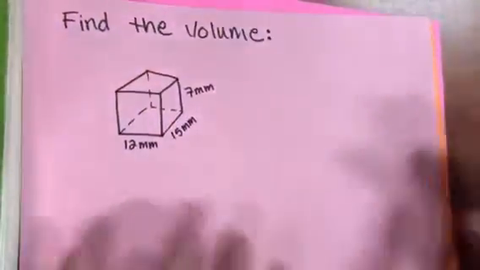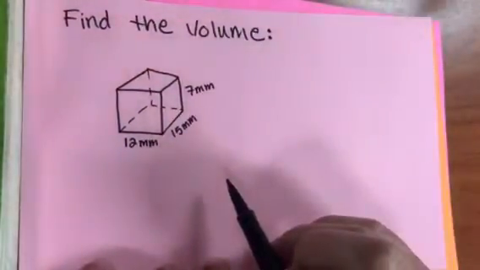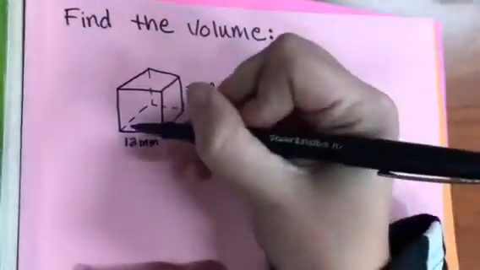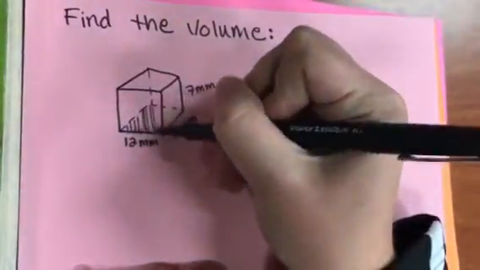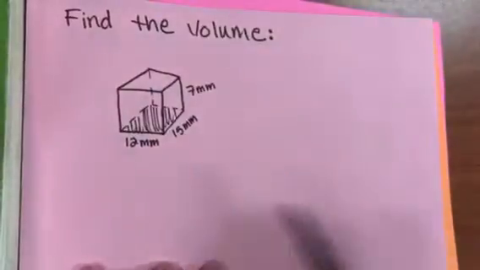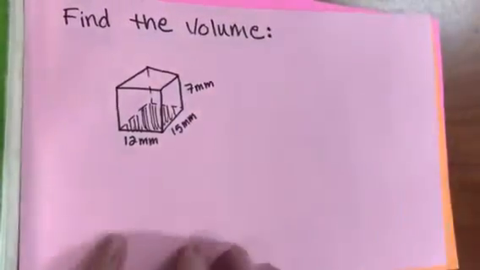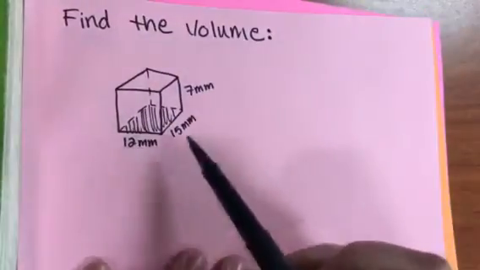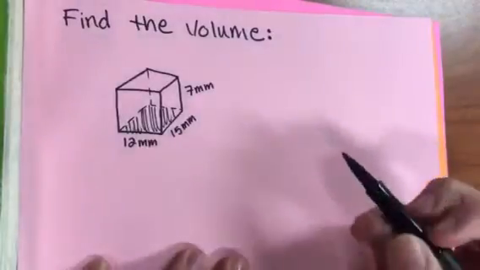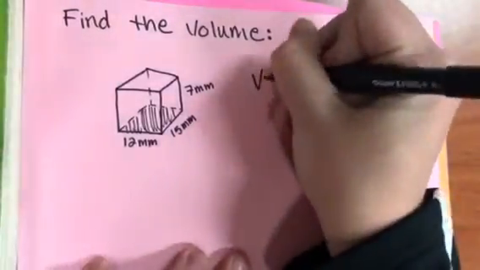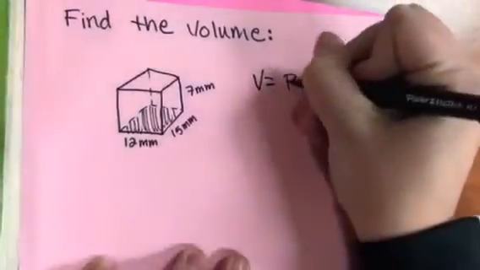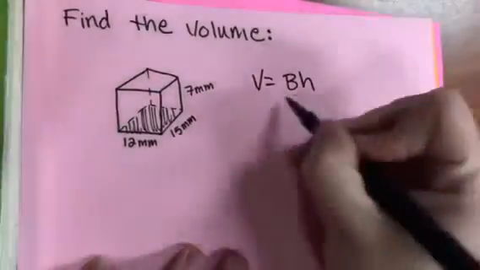So let's find the volume. Ooh, a cube. It looks like a cube, but it's not, because this is my base. We're going to shade this in really quick. I see it, all the sides aren't equal. We've got 12 and 15 and 7. What did we say was the formula for the volume of a prism? Capital B times H, so that's the area of my base.